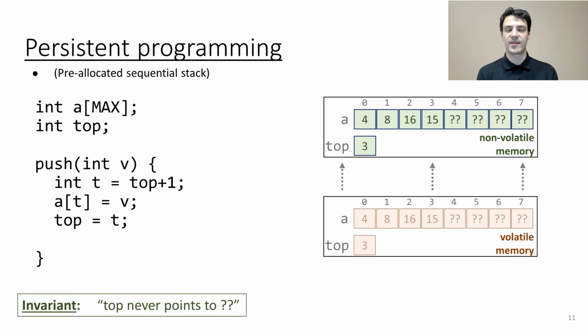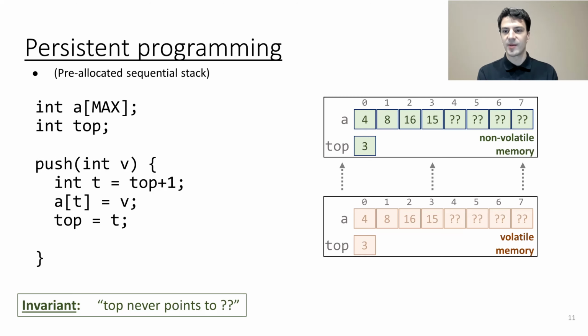So let's take a look at a toy example of a pre-allocated sequential stack. Here we have an array of fixed size and a variable top that points to the last element pushed into the data structure. And in fact, maybe I want an invariant preserved about the top that says that top never points to question marks. It never points to garbage that can be in this array.